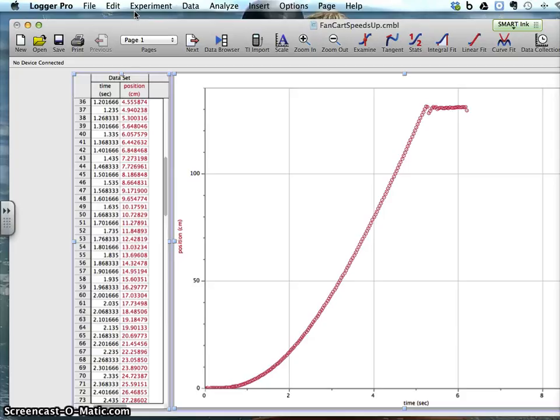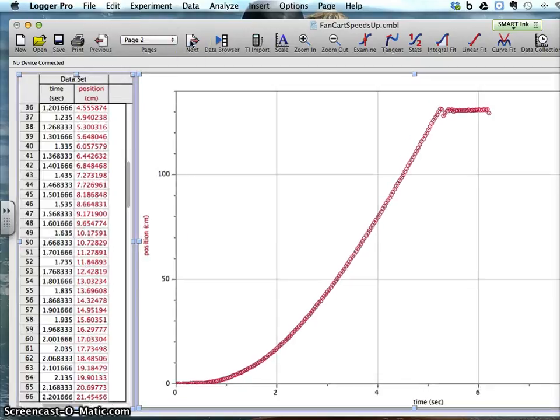We got this data by taking a video of a fan car, and you can see that as the fan car sped up, the slope gets steeper. Because the slope represents the speed of the car. Make sense?